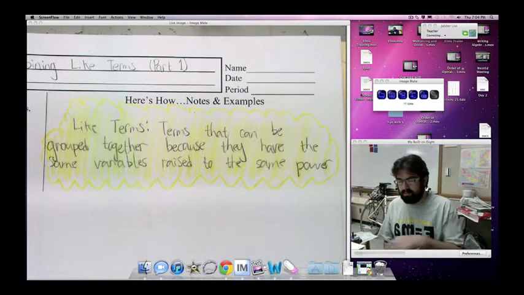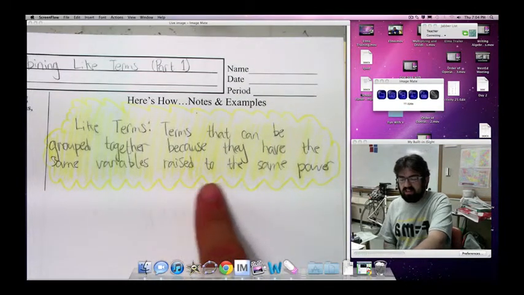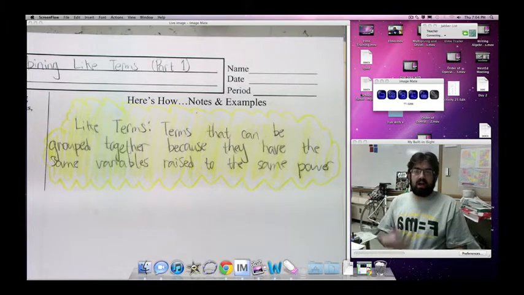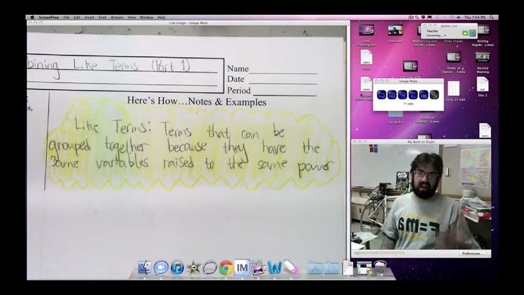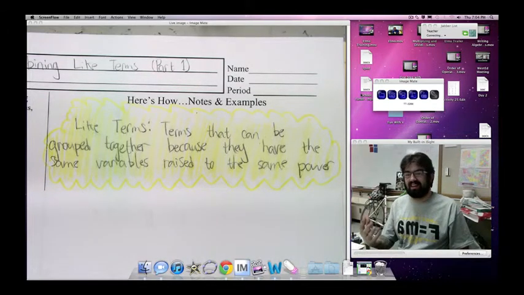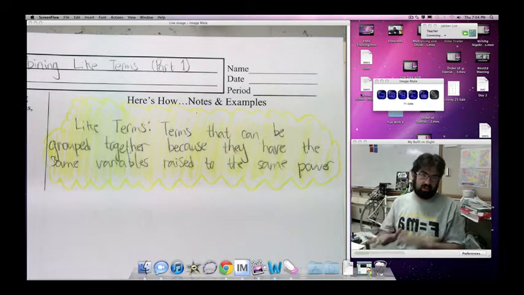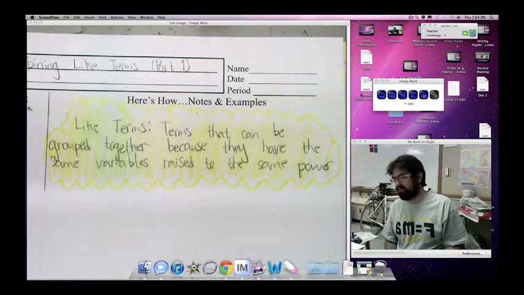And the very last few words: raised to the same power. x can be added to x. However, x cannot be added to x squared. We're going to go more into that later in the examples.